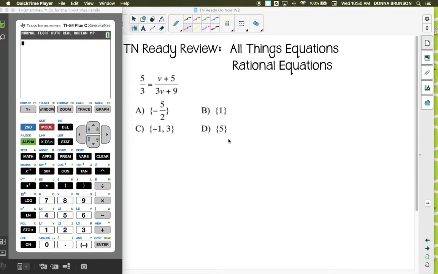Now we're going to take a look at how do I solve rational equations. So I want to remind you that a rational equation is just an equation that has fractions on one or both sides, okay? So we're going to use what we know about solving equations to solve this problem. So whenever I see a fraction is equal to a fraction, I know that I can cross multiply.